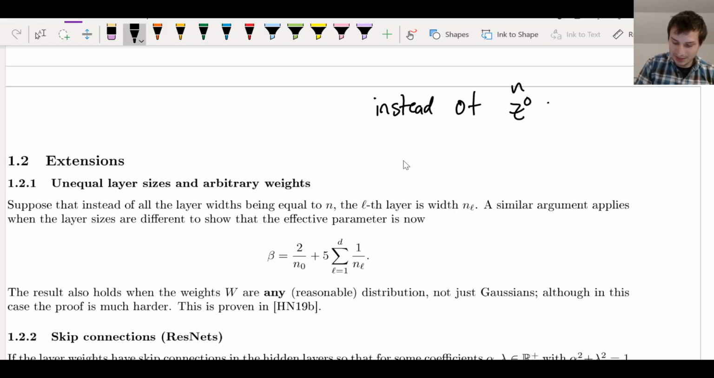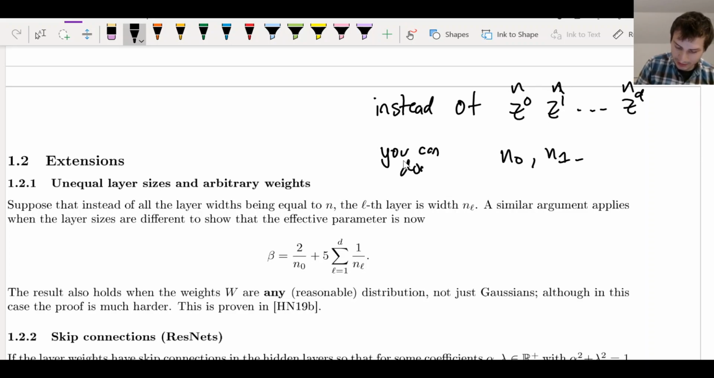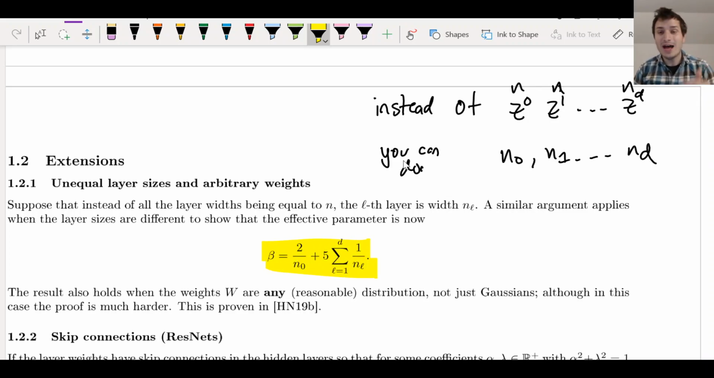So instead of z0 being size n and z1 being size n and all the way up to zd being size n, you can do any sizes you want. You can do a sequence of sizes n0, n1, all the way up to nd. And if you do that, the same kind of result holds. And in this case, the beta parameter becomes 5 times the sum of 1 over nl. So instead of doing d over n, it's some kind of average over 1 over the layer sizes.